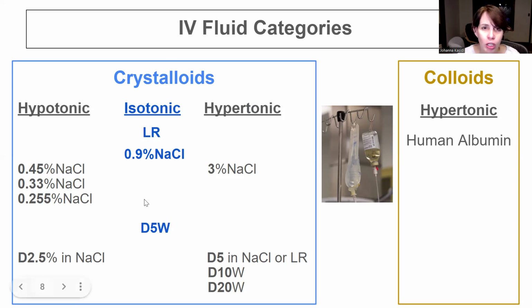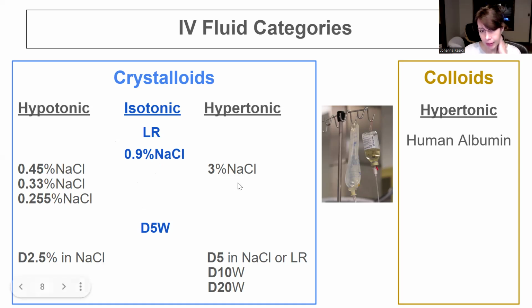Anything that has a smaller amount of solutes is hypotonic. So when I look at normal saline, the sodium chloride, if I do 0.45% sodium chloride or 0.33 or 0.25, those are smaller numbers. Those are smaller amounts of solutes than the 0.9. So you know those are hypotonic, smaller. And the D5, if I go to a D2.5%, that is smaller than D5, less solutes, it's hypotonic.